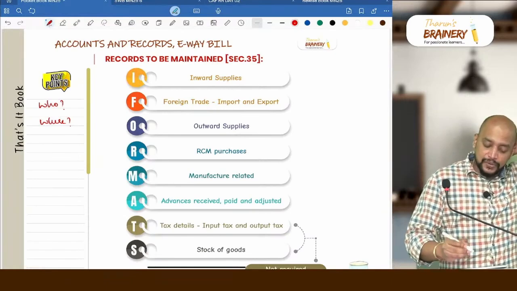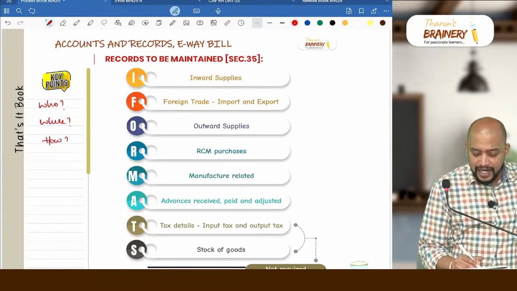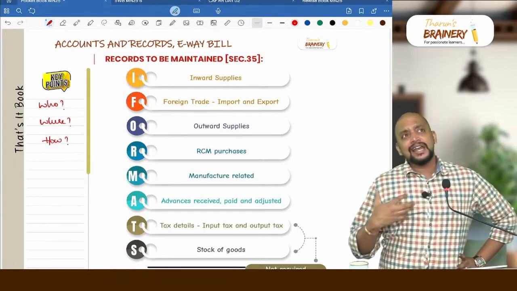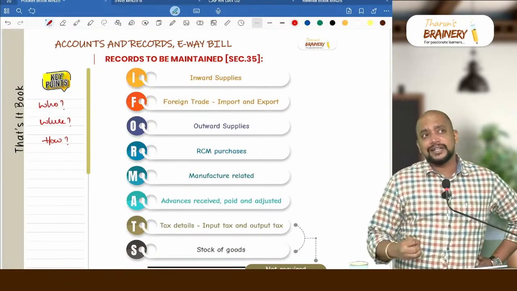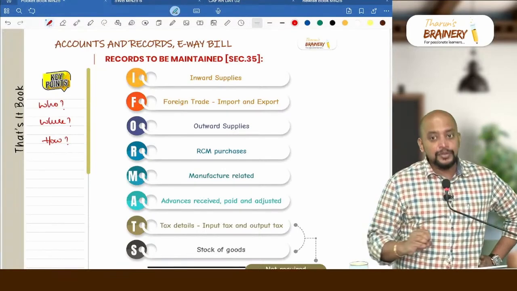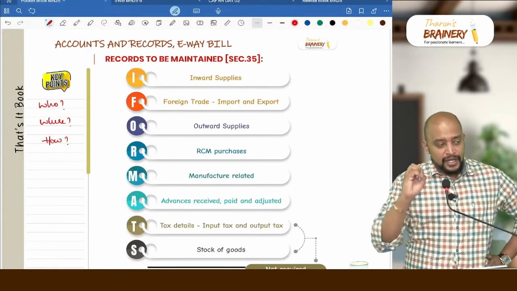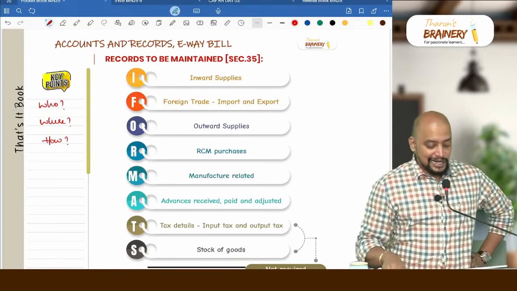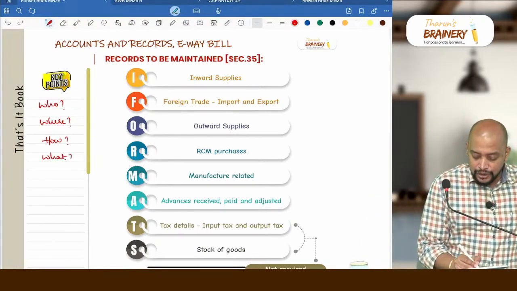Then next one, how the accounts and records are required to be maintained. Either the accounts and records can be maintained in physical form or in electronic form. If you are maintaining in electronic form, we need to maintain proper backup of accounts and records. That is a condition.